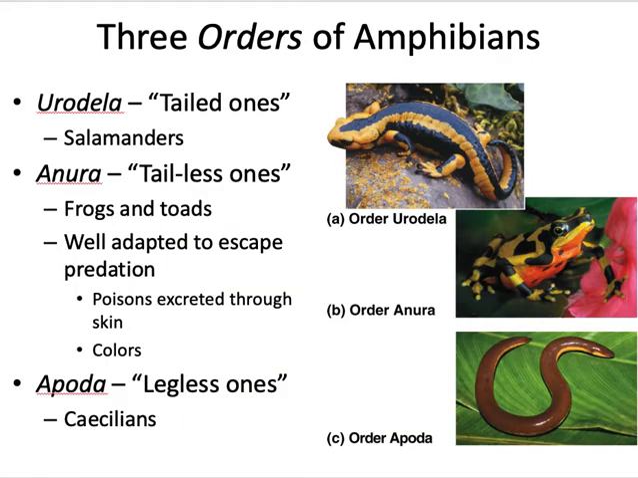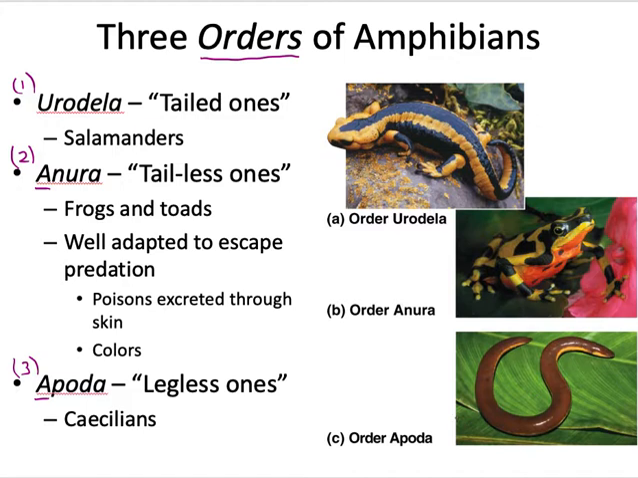Okay. The three orders of amphibians, so the phylum is Chordata, the class is Amphibia, the next level of taxonomic classification would be an order. So these three orders are Urodela, Anura, and Apoda. And let's start with these ones that begin with the letter A. Apoda means no legs. And so these are going to be the caecilians, which are legless amphibians.